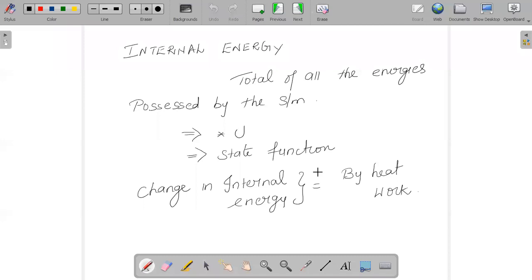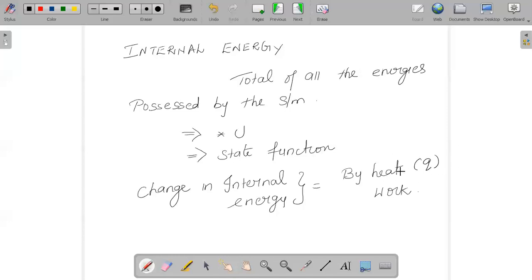When we say there is a change in internal energy, what are the methods by which the internal energy change can be achieved? The two possibilities are heat and work. But here it is very important to note that if we supply heat to the system, generally heat is denoted by the symbol Q.